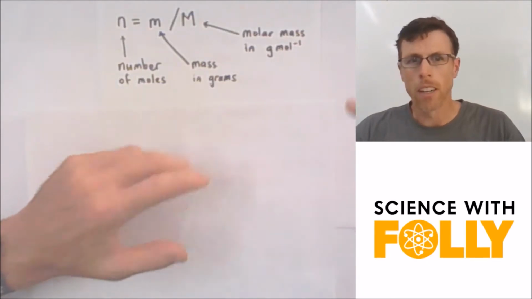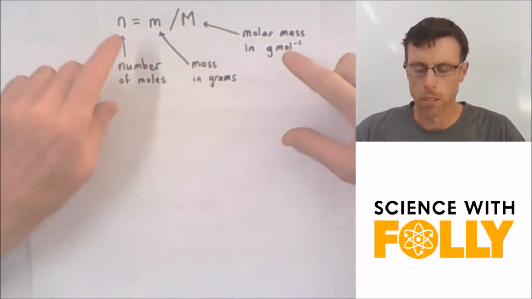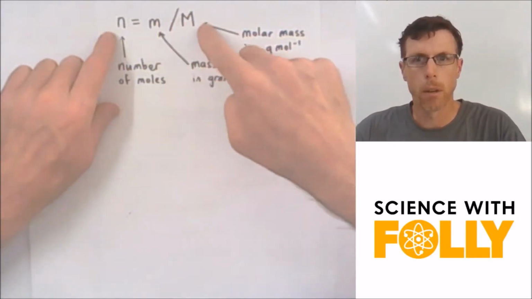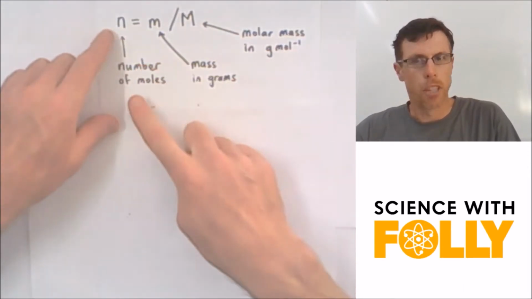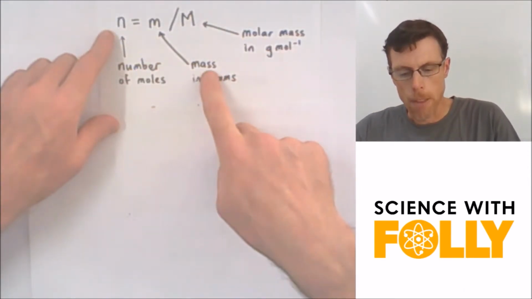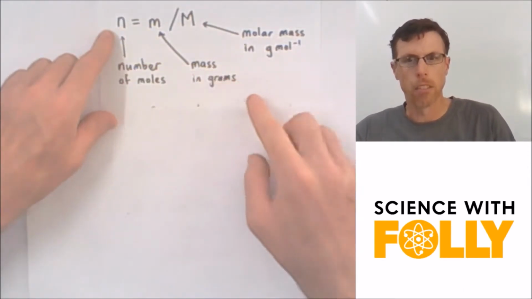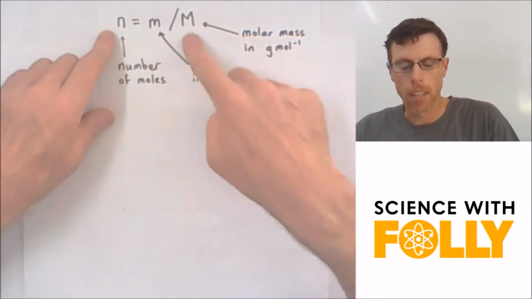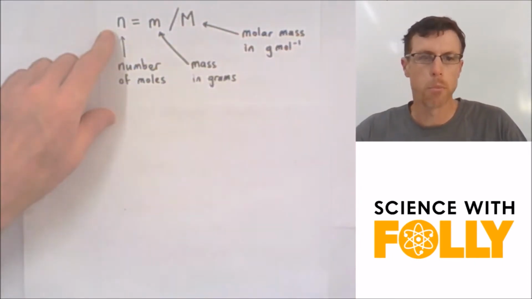So here's the formula you've got to use for calculating moles. n equals m divided by M. n stands for number of moles. Little m is mass, and that's measured in grams, as you should know. And big M is molar mass in grams per mole.